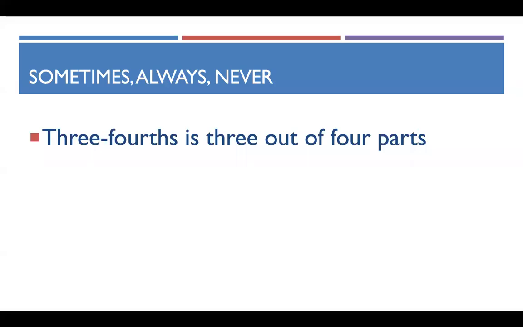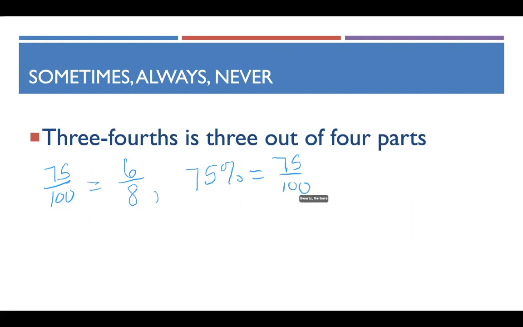This one is sometimes true. 3/4 can be seen as 3 out of 4 parts, but as we've seen, 3/4 doesn't have to be that. We can have 6/8, we can have 75%. So you can have 75 hundredths, the same as 75 out of 100. So 3/4 is sometimes 3 out of 4 parts, not always 3 out of 4 parts.